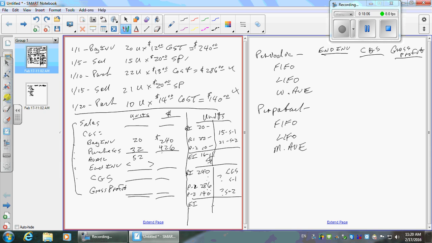426. So I start with a beginning inventory of 240. There it is. I bought 286 and I bought 140. Well, how many are available? You don't have to do both the schedule and the key account. You can do either one. See what I'm doing? So how much is that? 666. Okay?